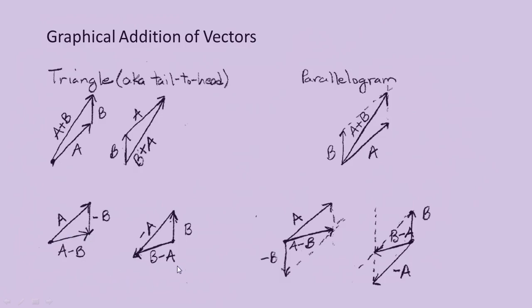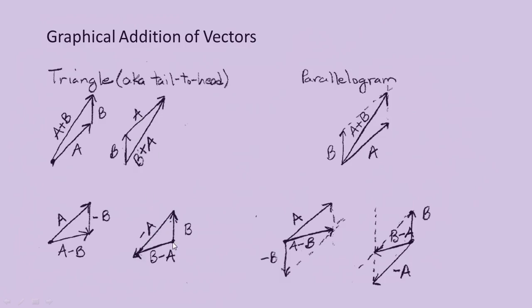Now, if we go ahead and do B minus A, we'll do the same thing, only now we're adding vector B to negative A. And so notice negative A is in the opposite direction of our original vector A.